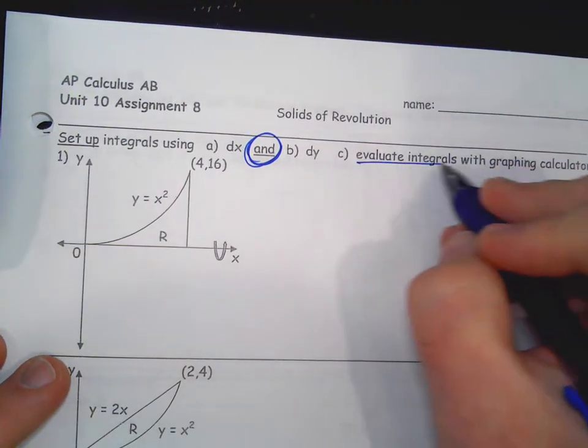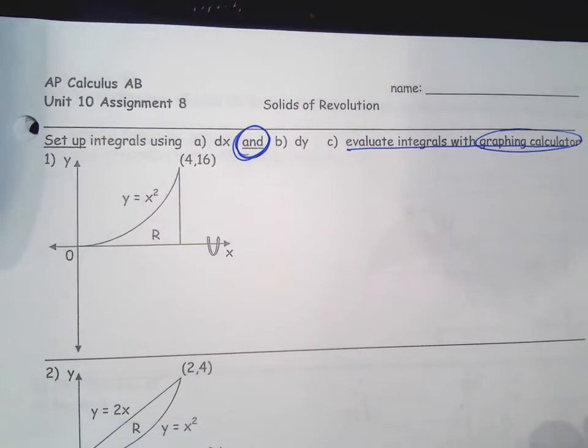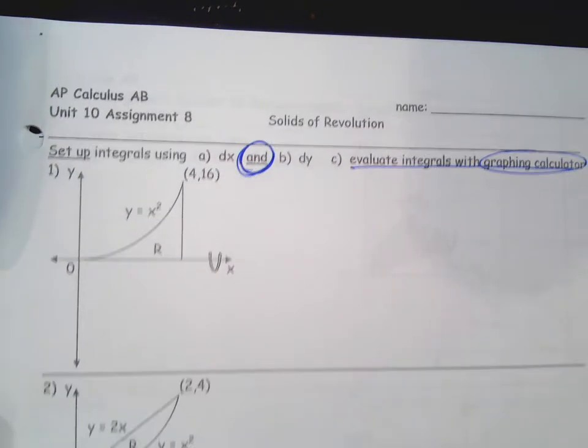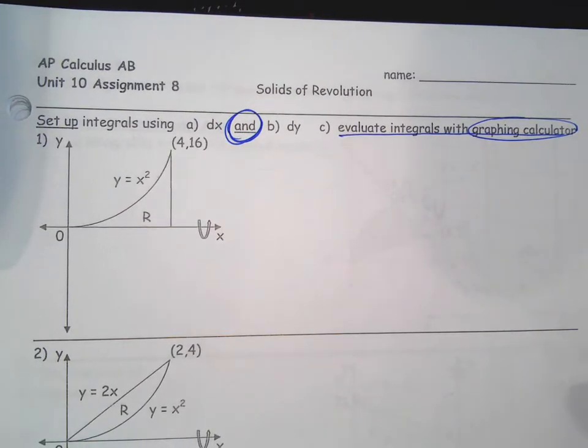You're going to evaluate them on your graphing calculator. The hard part is setting them up, and then you type them in your calculator. You don't have to do all the detailed work of integrating by hand. But I want you to try all of these both ways. This is probably going to be the hardest part for a lot of you on this next test. There's going to be a bunch of solids of revolution, and you're going to have to do shells and washers.